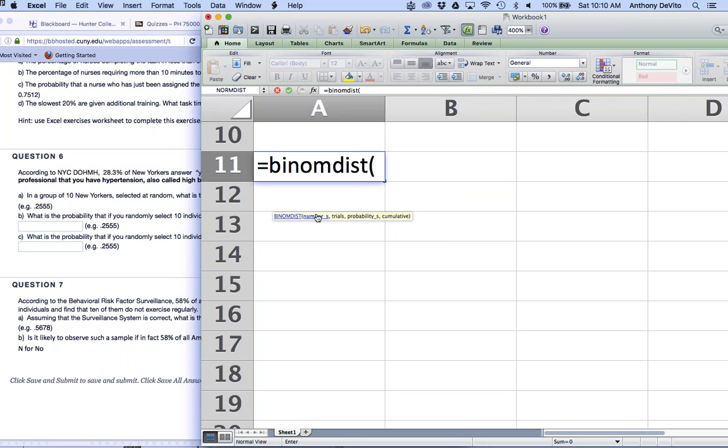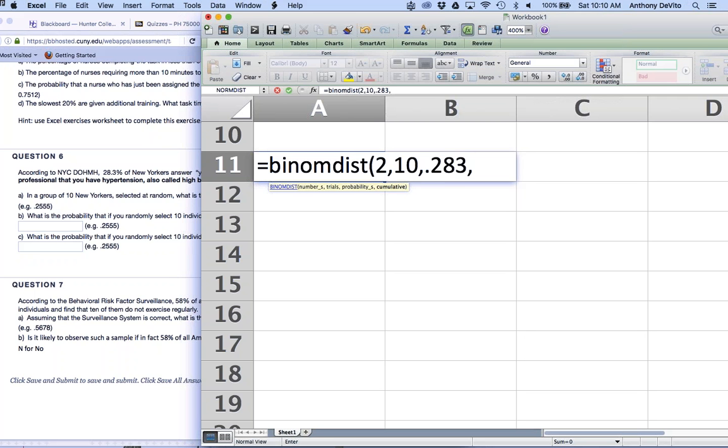Number of successes is the number of people that have that condition, which in this case is high blood pressure. And the probability in the population overall of success of having that condition, and whether it's cumulative or not. In this case, cumulative means something practical, unlike in the normal distribution. Okay, so the number of successes would be 2, comma, out of 10 people, and the probability is 0.283, 28.3%.